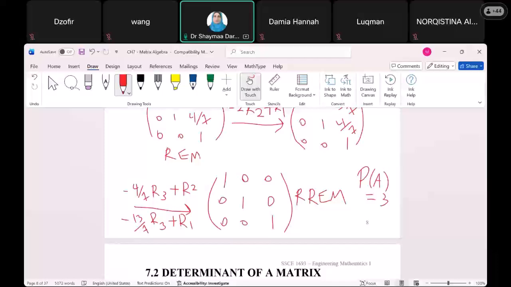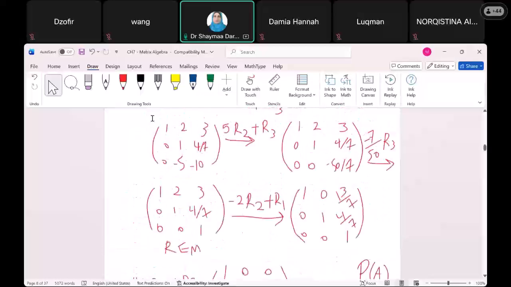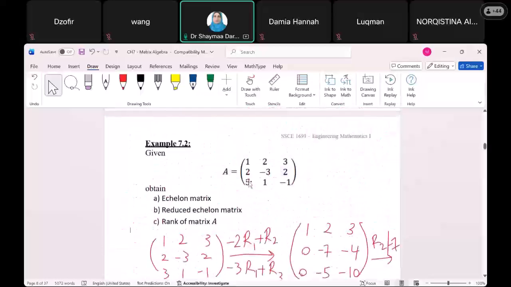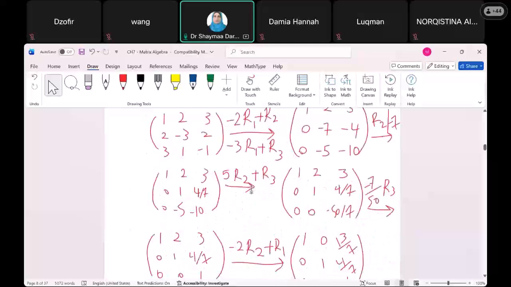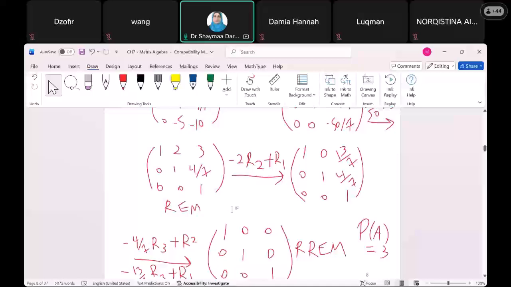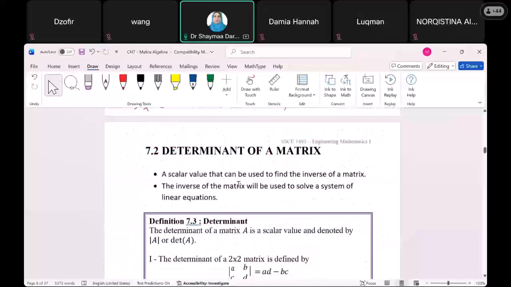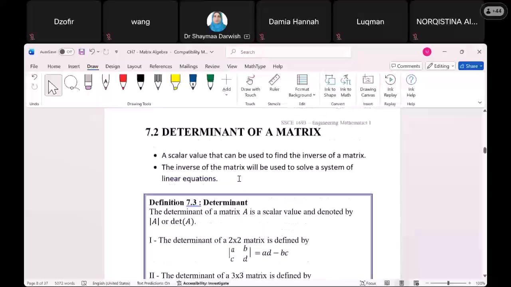How many leading ones do you have? How many non-zero rows do you have? This is the rank of the matrix. But you cannot find the rank directly from the beginning, because this is not in row echelon form. To find the rank, you have to convert to row echelon matrix or to reduced, but you cannot find it directly. So after you find the row echelon matrix, you can find the rank, which will be 3. Okay.